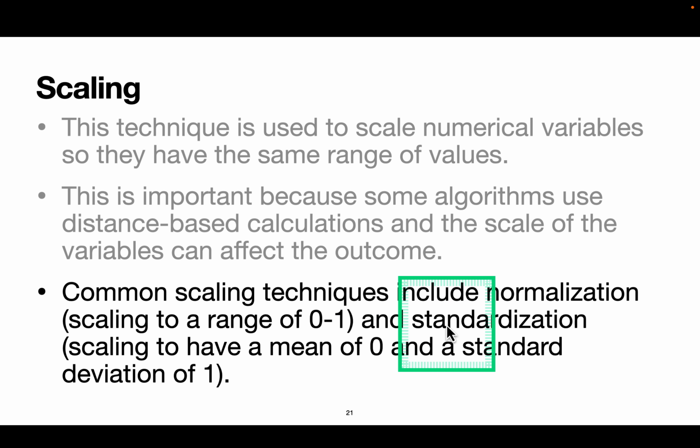And second is standardization, scaling to have a mean of 0. In the case of standardization, the mean will be 0 and the standard deviation 1. So it will be fluctuating between -1, 0 and 1. And for normalization, it is between 0 and 1.